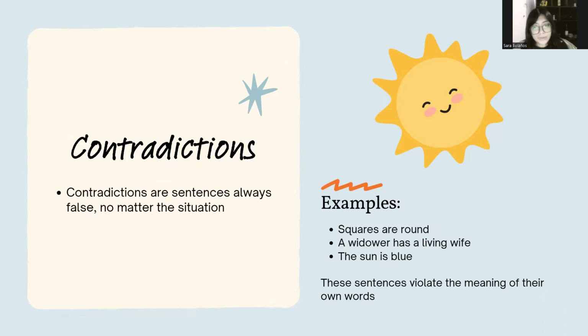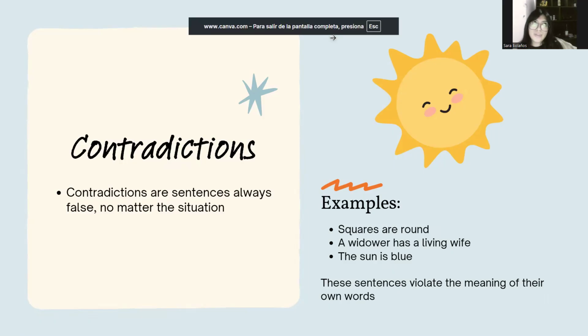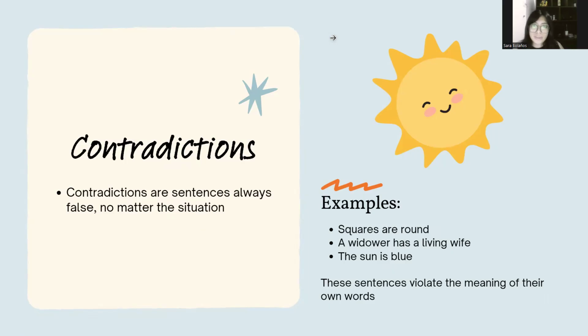The word widower means that a man's wife has died. So he cannot have a living wife. One more example. The sun is blue. We know the sun is yellow or orange, but not blue.